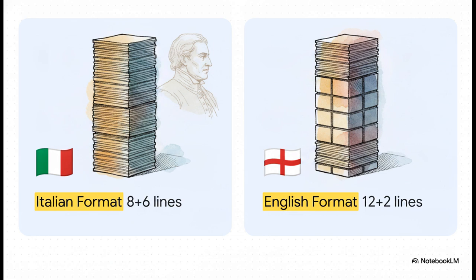You see, English simply has far fewer rhyming words than Italian, so that original form was insanely difficult to replicate. Surrey brilliantly changed the internal math. Instead of an octave and sestet, he divided the 14 lines into 3 quatrains, so 3 blocks of 4 lines, followed by a punchy, concluding 2-line couplet. That 12+2 structure gave poets way more rhyming flexibility and quickly became the definitive English standard.